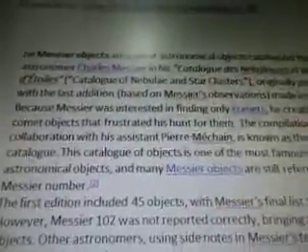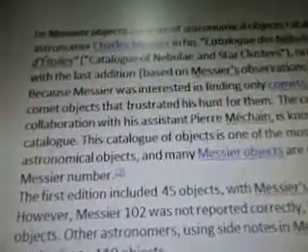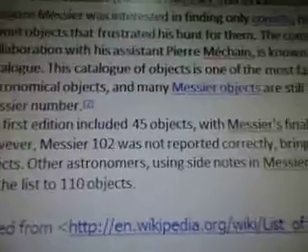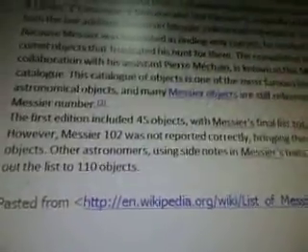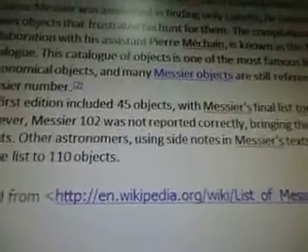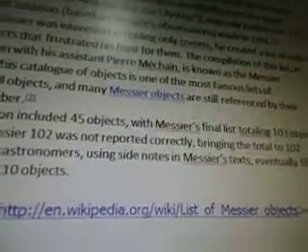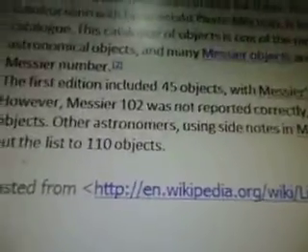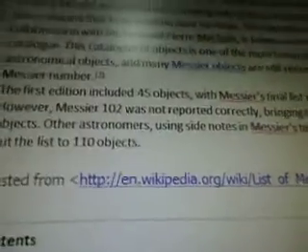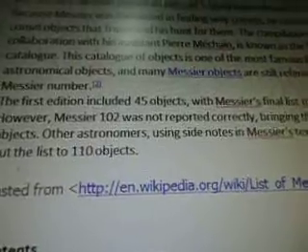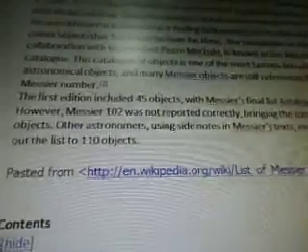This catalogue of objects is one of the most famous lists of astronomical objects, and many Messier objects are still referenced by their Messier number. The first edition included 45 objects, with Messier's final list totaling 103 objects. However, Messier 102 was not reported correctly, bringing the total to 102 objects. Other astronomers using side notes in Messier's text eventually filled out the list to 110 objects.